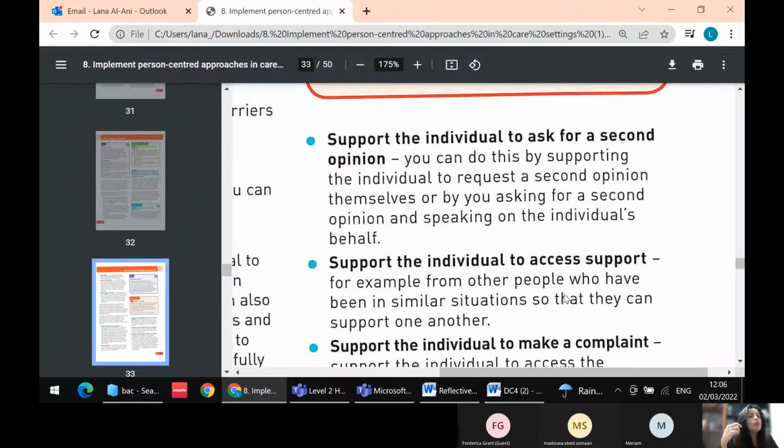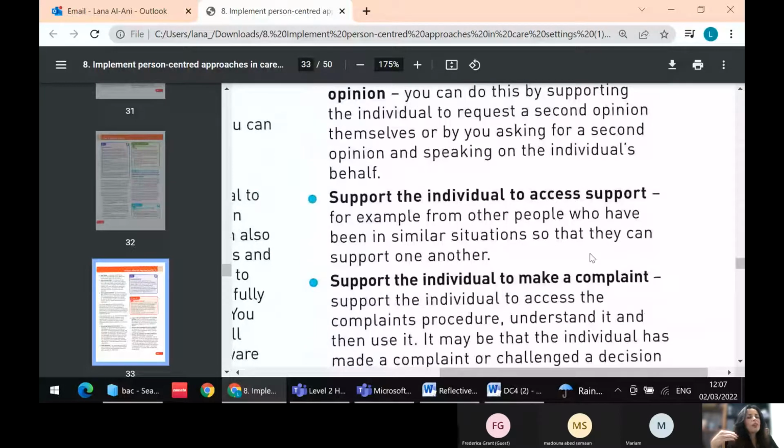So first of all, you support the individual to ask for a second opinion. You can do this by supporting the individual to request a second opinion by asking maybe a professional, maybe speak to a doctor, maybe speak to the nurse who comes in to visit them. Can he do that? Yeah, so this will help him. And also support the individual to access support, for example, from other people who may have been in a similar situation, and get more information from them. Maybe another 2 more people.